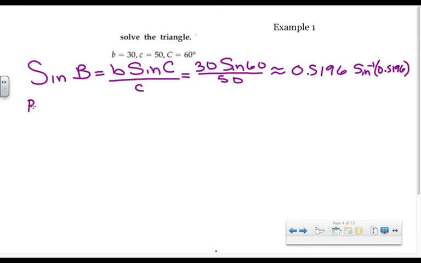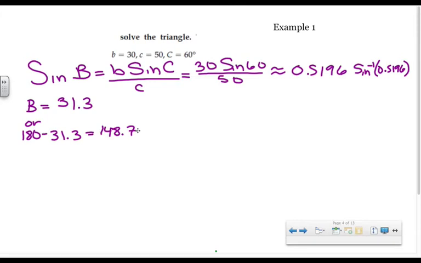Now, keep in mind, this is the only time we use this, if we have side-side-angle. So you may not have to draw your triangle to figure out if it's there. Then I'm also going to see, well, what's my other possibility? So I go 180 minus 31.3 equals 148.7. So that's my other possibility of an angle.